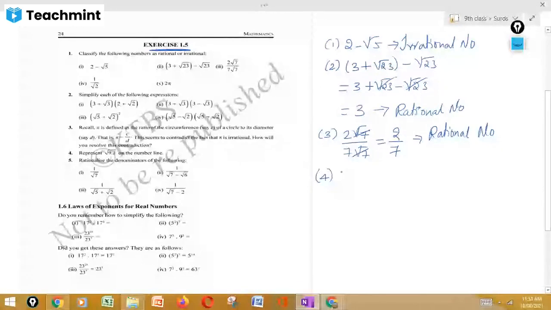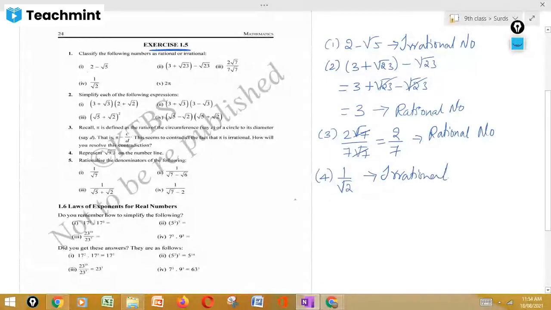Fourth one: 1 by root of 2. Which kind of number is it? Is it rational or irrational? Irrational number. Why is it an irrational number? Operation between rational and irrational is always irrational. So when there is an operation between a rational and an irrational, the result is always an irrational number. So it is an irrational number.